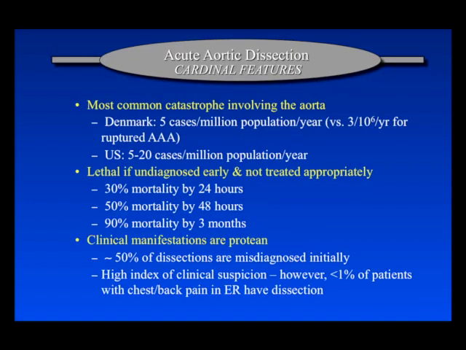Acute aortic dissections are the most common catastrophic event involving the aorta. A natural history study from Denmark demonstrated 5 cases per million per year versus only 3 per million for ruptured AAA. In the U.S., the incidence is estimated to be between 5 and 20 cases per million. It's a lethal disease if undiagnosed early and not treated appropriately. 30% mortality by 24 hours, 50% by 48 hours, and 90% by 3 months.